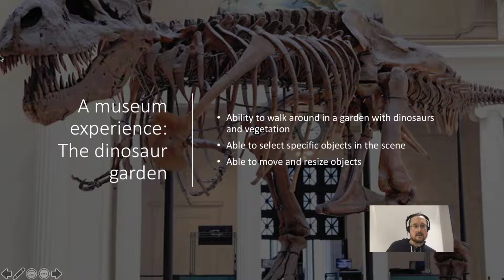And yeah, now we're coming to the museum experience using BabylonJS. Now I wanted to build this demo to have some kind of project that I could play around with and eventually show that to a museum. What I imagine the features that this thing would have is, I wanted to walk around in a garden with dinosaurs and vegetation, and I also wanted to interact with different objects in a scene, such as moving them around, maybe resizing them and so on.